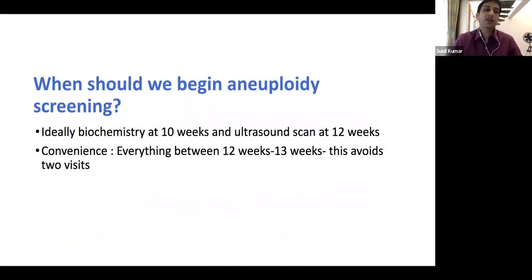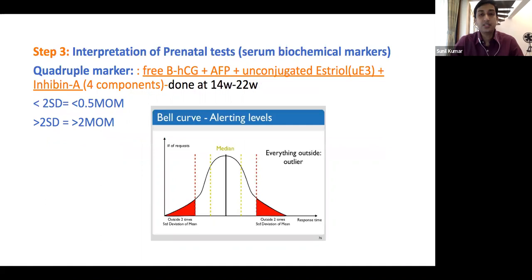So when should we begin aneuploidy screening? I already discussed this in the previous slides. To simplify it, ideally biochemical markers should be started at 10 weeks and ultrasound scan at 12 weeks. But the patient has to visit two times, isn't it? So that is not convenient. So for convenience, everything should be done between 12 weeks to 13 weeks. This avoids two visits. That means scanning plus biochemical screening, that is the blood test, should be done between 12 weeks to 13 weeks. So that's about the various screening methodologies.